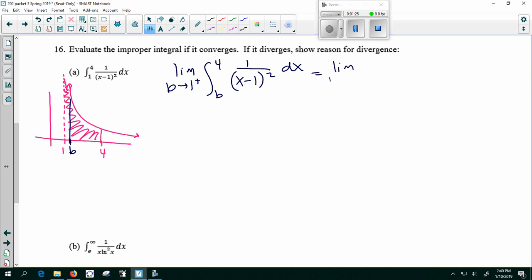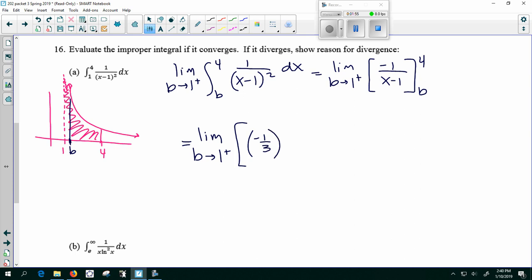So this is the limit as b approaches 1 from the right of the antiderivative of 1 over (x minus 1) squared, which is negative 1 over (x minus 1). Evaluate that from b to 4. Okay, so when you plug in 4, you get negative a third. So I'm just copying down my limit here. Plug in 4, you get negative 1/3. And when you plug in b, you get negative 1 over (b minus 1).